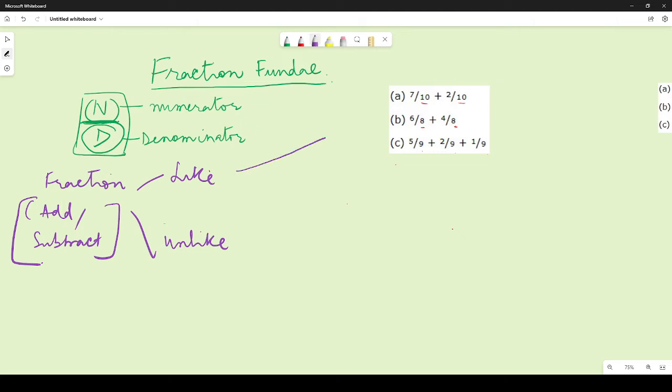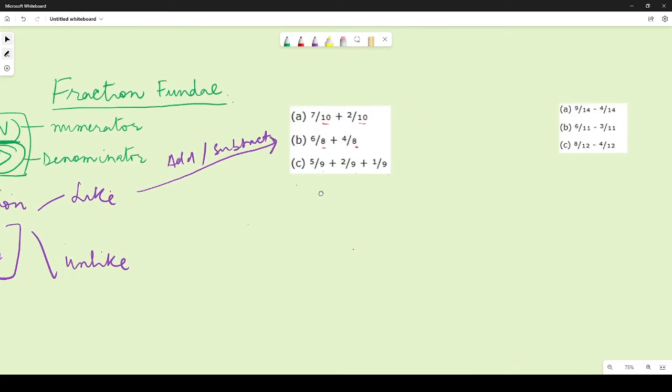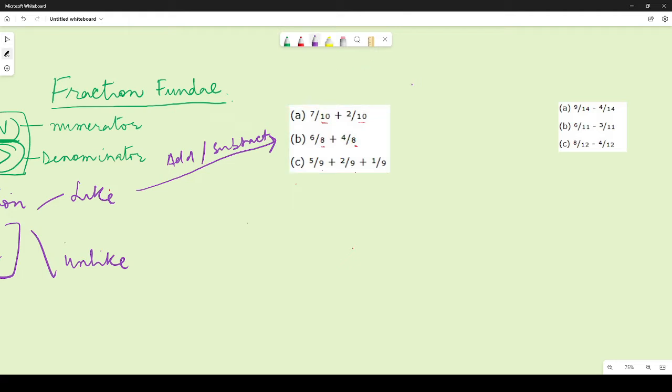If it is a like fraction like these, so what do you have? 7 by 10 plus 2 by 10. They are like fractions, right? So you simply add or subtract. How do you add or subtract when they are like fractions? The denominator remains the same and you simply add the numerators. So 7 and 2, it becomes 9 by 10.